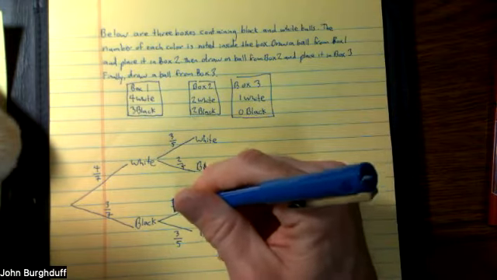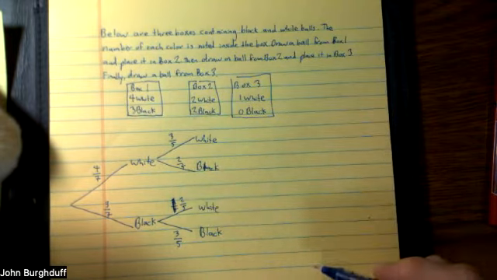This fraction is a little sloppy. Let me rewrite that. 2 over 5. 2 over 5.